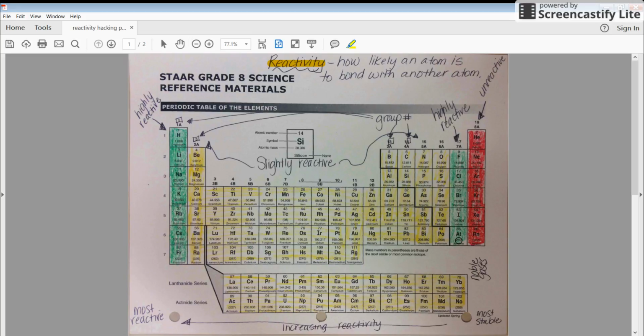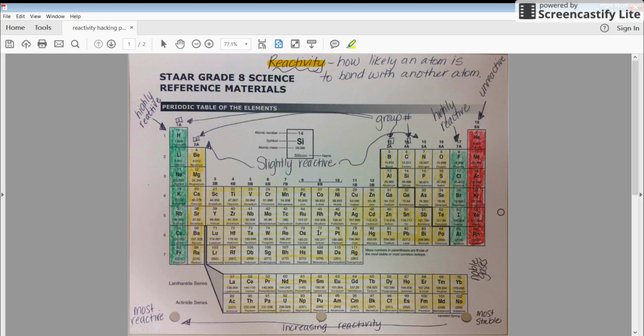Then I would like you, when you're ready, to take the red and color in all of group 18, which from brain dump, you labeled the noble gases. Group 18 are the noble gases. After you color them red, label them unreactive or non-reactive. And you have also labeled at the bottom here that they are the most stable, which is true. So stable means they're not going anywhere.